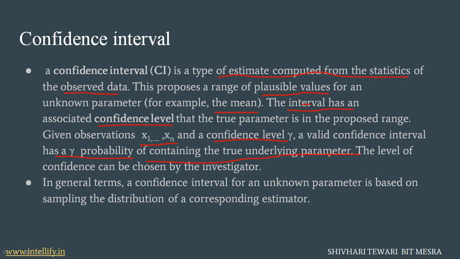The level of confidence can be chosen by the investigator. That means the investigator can choose what kind of level of confidence is applied to a particular observation or a particular interval, and on the basis of that he will calculate some values, or give some prediction or results. In general terms, a confidence interval for an unknown parameter is based on the sampling distribution of the corresponding estimator. So this is how we define the confidence interval.